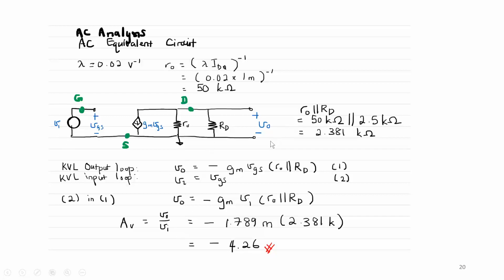So how do I get the voltage gain? It's the same thing as the BJT. You do KVL at the output loop to get an expression of Vout in terms of VGS, then you find VGS at the input loop that relates VGS to Vin, and then you go back to the first equation and replace whatever has VGS with terms from the input loop. In this case, I got an expression for Vout and an expression for Vin in terms of VGS. So I replace VGS in equation 1 by the expression in equation 2. I then get Vout equal to negative gm Vin times rout parallel with RD. Because this is Vout over Vin, I can find the voltage gain. In this example, we got the voltage gain to be negative 4.26. Why is it negative? It means that Vout is 180 degrees out of phase with Vin.